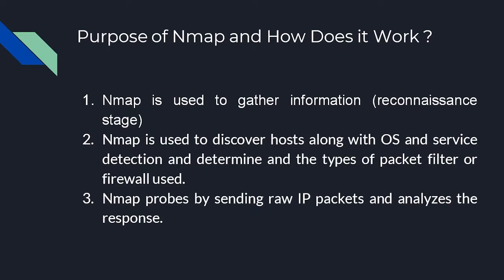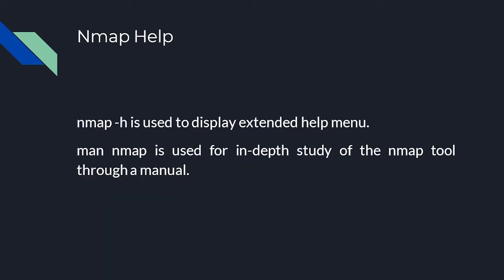So what is the purpose of Nmap and how does it work? Nmap is basically used to gather information about a host. It is the first step of any penetration testing or hacking, which is the recon stage. Nmap is also used to discover hosts and the OS and the services running on that host. It is also used to identify what type of packet filtering or firewalls are used by the host. So basically, Nmap probes the host by sending raw IP packets and analyzes the response in order to display the results.